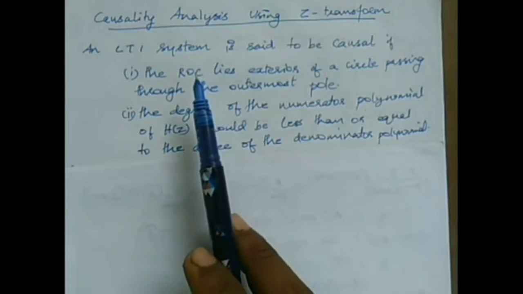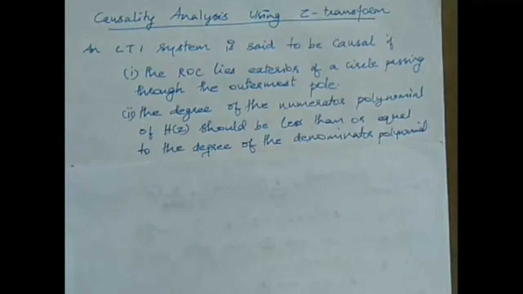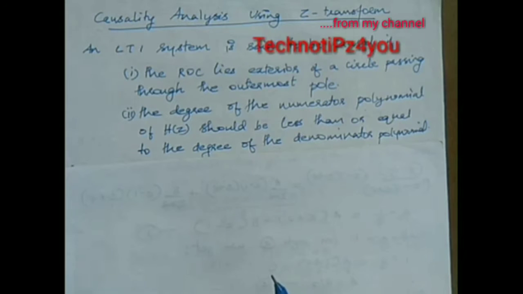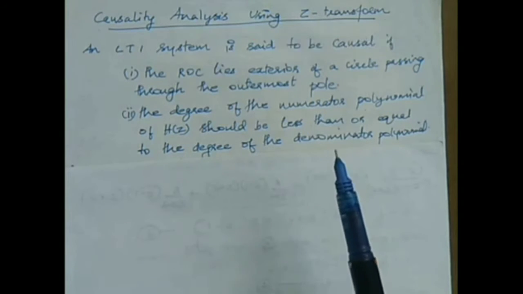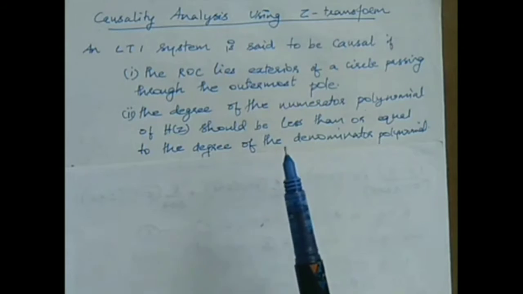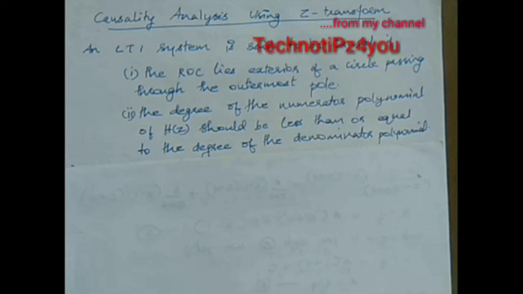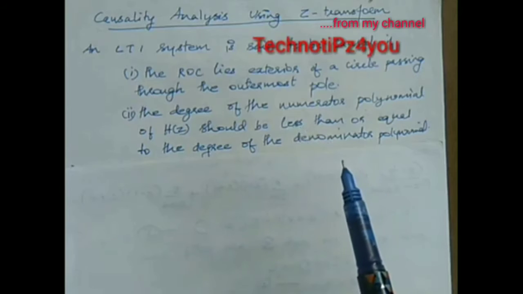H(z) is the system function or the transfer function of an LTI system. Then the condition for that LTI system to be causal is that the degree of the numerator polynomial, the degree in the sense the highest positive power of the polynomial, should be lesser than the degree of the denominator polynomial. Then only the system will be causal. Otherwise, the system will be non-causal. For a non-causal system, the degree of the numerator polynomial will be greater than that of the denominator polynomial.